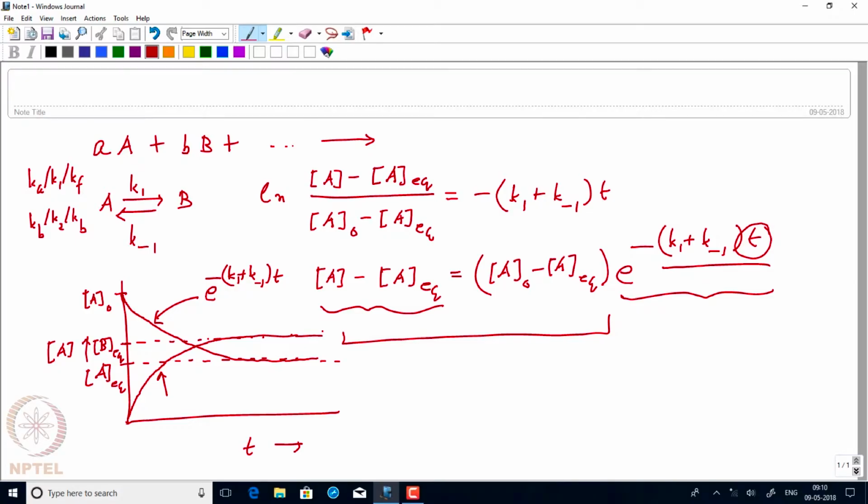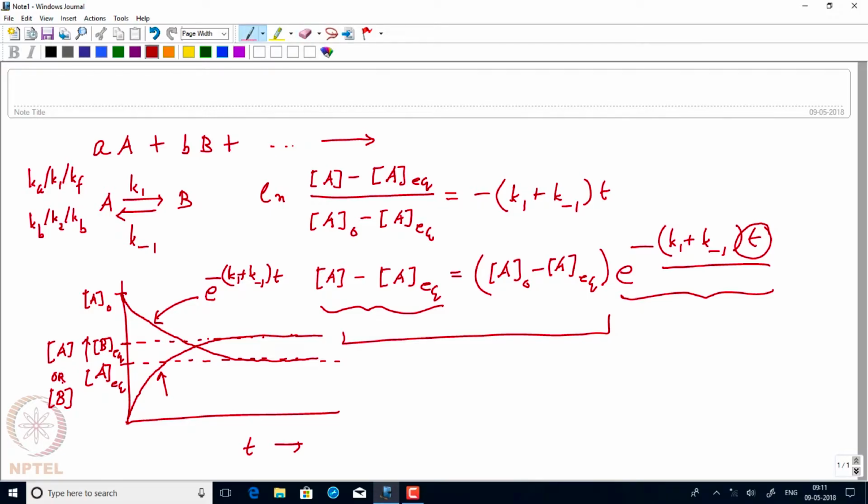So the point here is that for an equilibrium reaction with two opposing rate constants, k1 and k minus 1, the way it reaches the equilibrium doesn't depend only on the forward rate constant or the reverse rate constant. It actually depends on the summation of these rate constants. And so in this plot, we plotted either the concentration of A or the concentration of B. So this is a general plot.